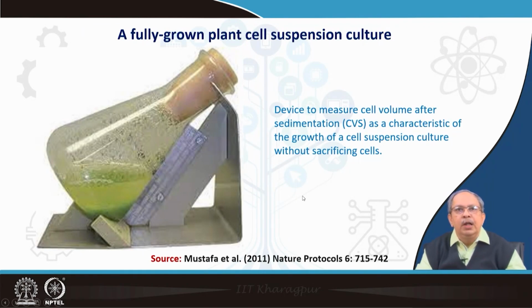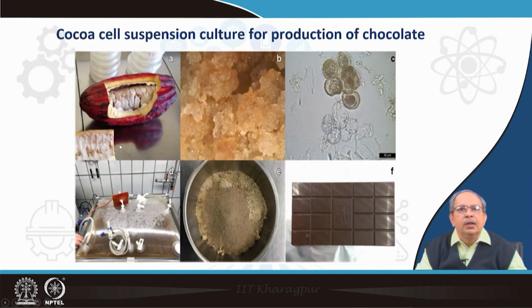What is shown here is a fully grown plant cell suspension, once it has grown for say 21 days or so under this condition. It is possible to measure the cell volume from this. I am showing this just to give you an idea of how it looks once suspension cultures are fully grown and ready for subculture or ready for harvest for studying the metabolites. This is another recent example: even cocoa cell suspension cultures have been raised and are being explored as a source of fragrance to be used in chocolate making.